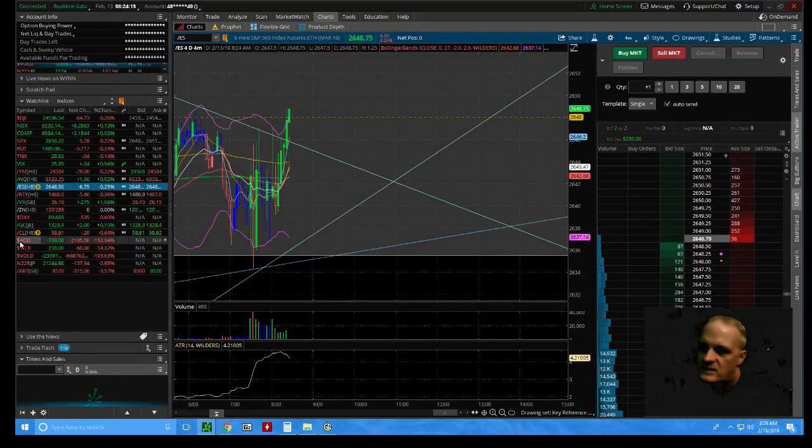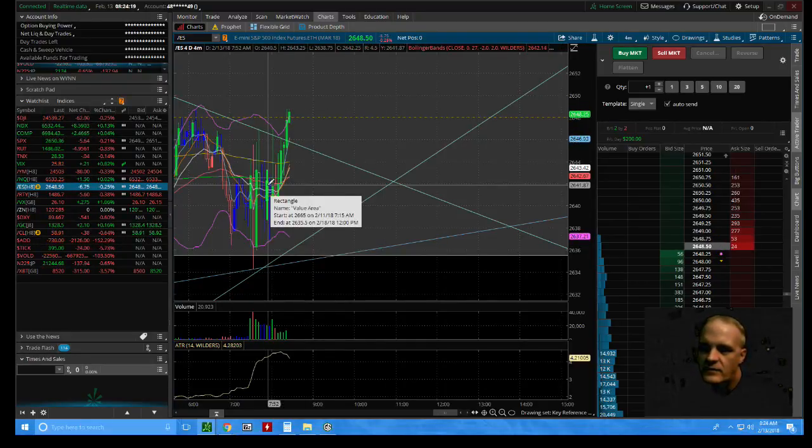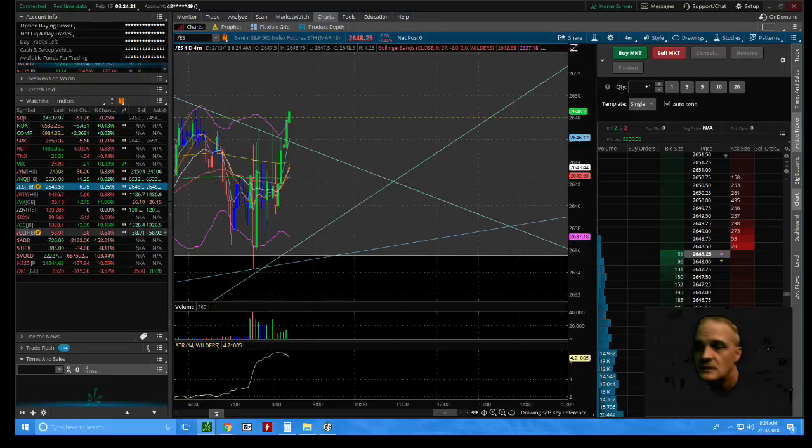So that's why when you draw trend lines, once they're violated, I think it's still a good idea to leave them on your chart for a while, because past resistance becomes future support, past support becomes future resistance.